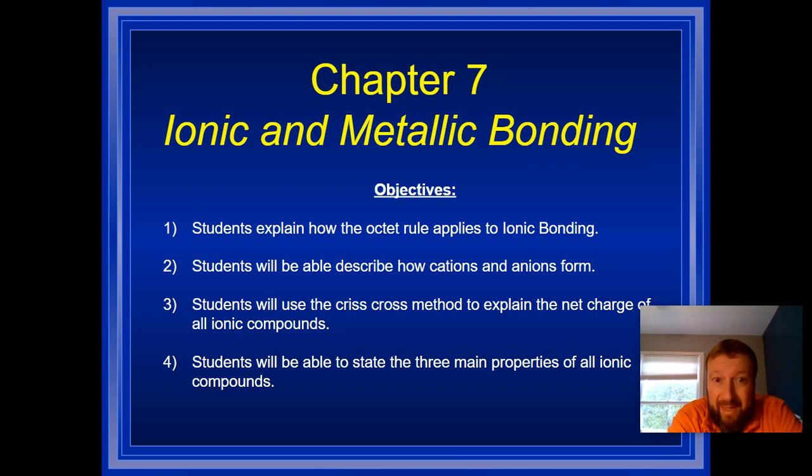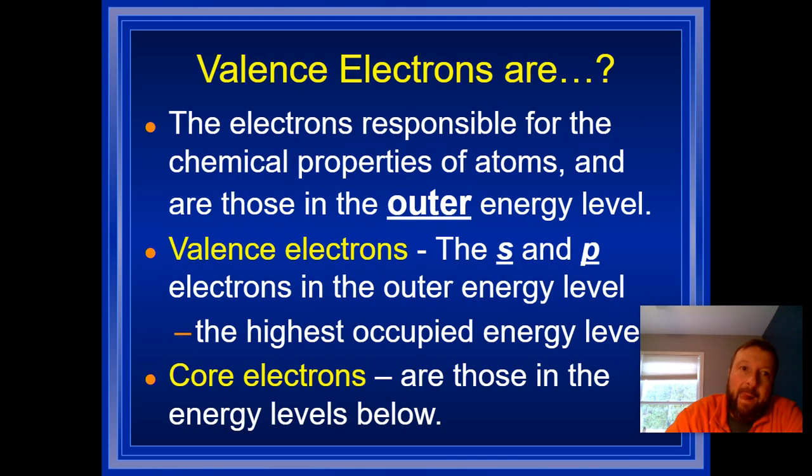So 4 main objectives just for this week. We're going to look at the octet rule, how that applies to our ionic bonding. We're going to look at how both cations and anions form, since they are what make up ionic bonds and ionic compounds. We'll look at how to write ionic formulas, and that would be through what I call the crisscross method. You look at how to name them. We'll do that in chapter 9 as we get in the next week or two. And then we'll just look at what are the 3 main properties and just being able to know what are the properties of ionic compounds.